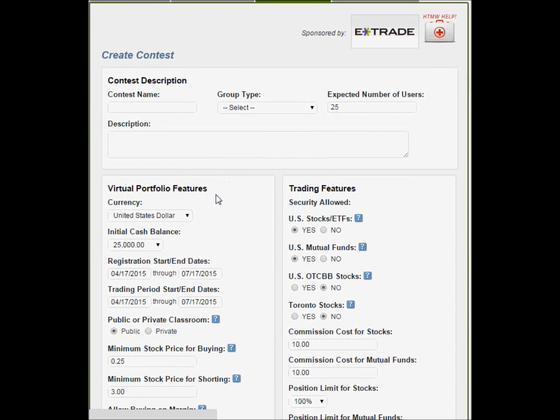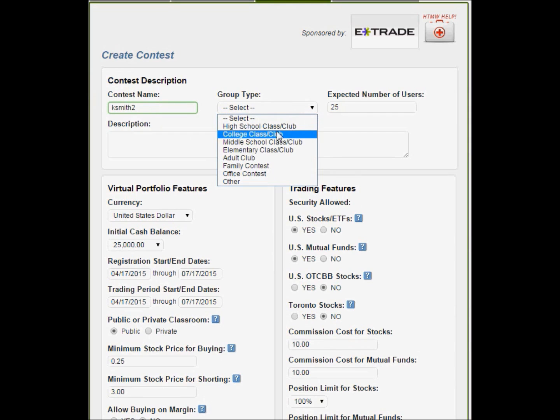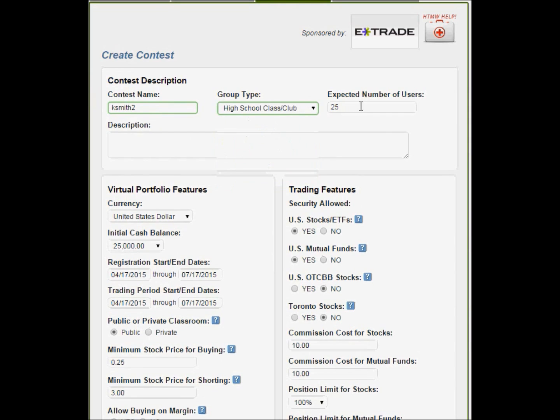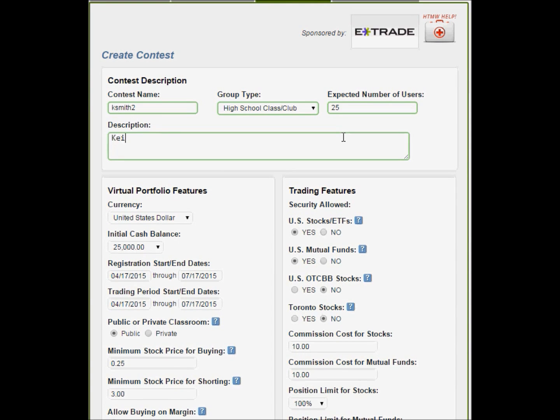Creating your contest is simple. It'll automatically fill this field for you where you create your contest. All you need to do is enter a contest name. Select the group type. This gives us some idea of who's actually using the system. The expected number of users is because a lot of times people work in teams, and we like to get an idea of actually how many people are using it, not just how many teams are involved. This description can be used to tell people exactly what this contest is and how to find it.